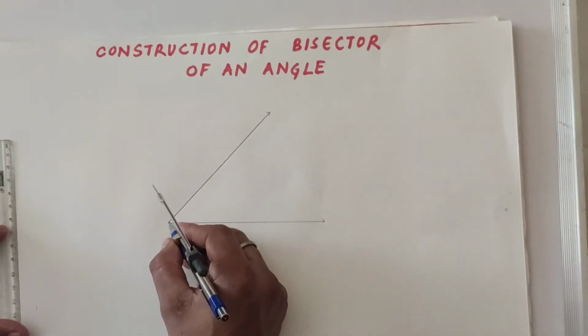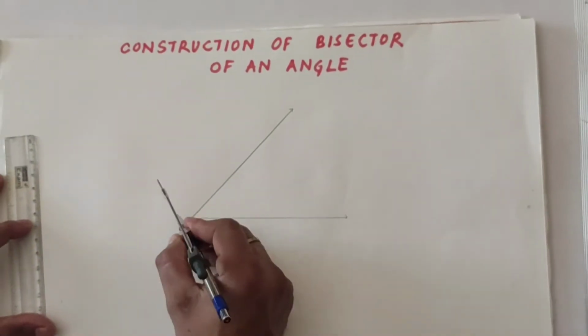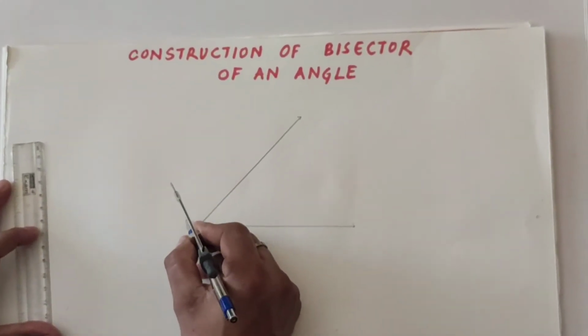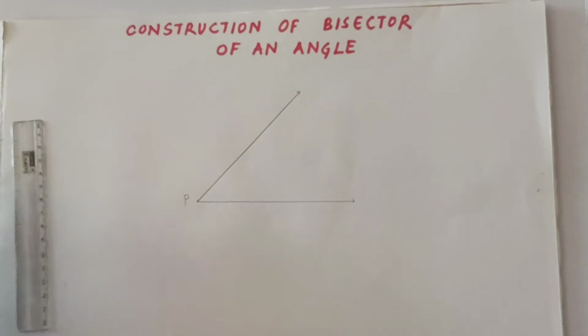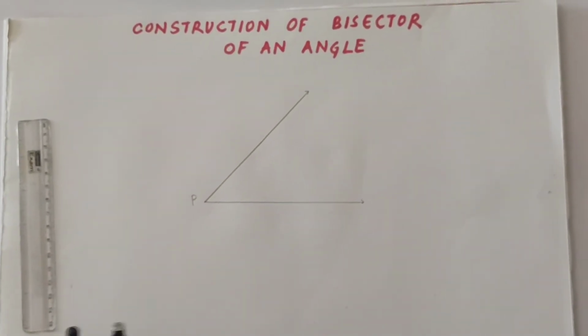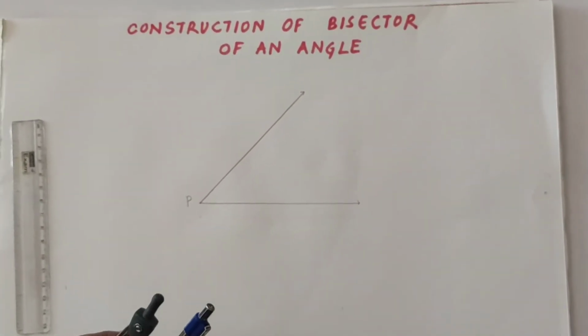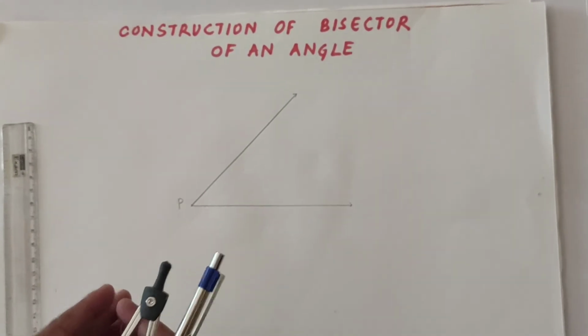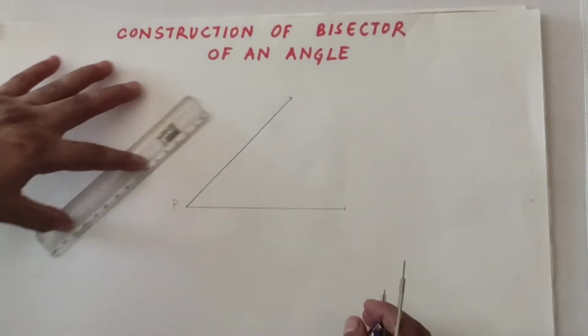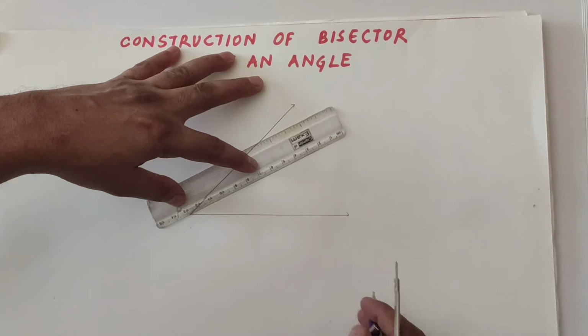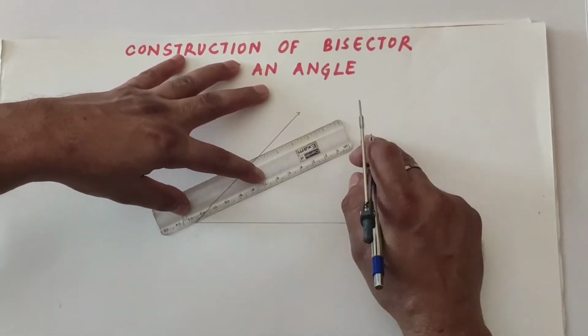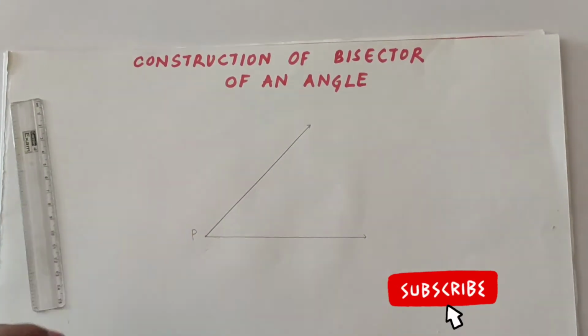Now you know this point is called the vertex of an angle. We'll name this point as P. So P is called the vertex of this angle. Now we have to bisect this angle. It means we have to divide this angle in two equal measures. So your bisector will go like that. Okay, it will go like that. So it will divide it in two equal parts.